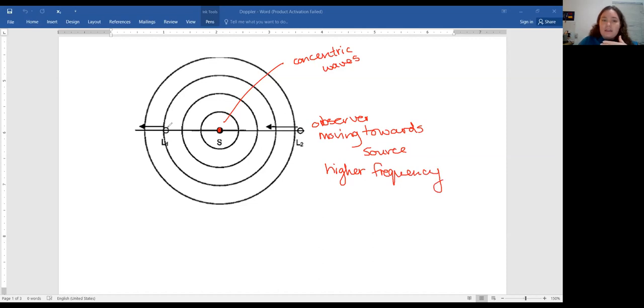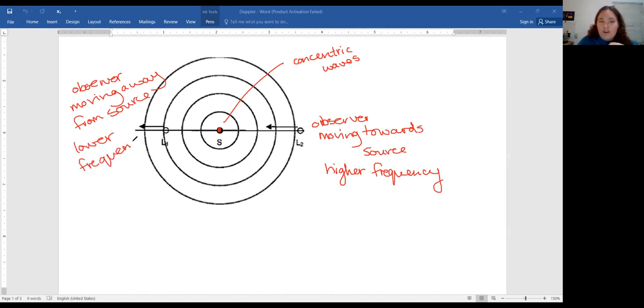On the other hand here, this listener is moving out. So it is an observer moving away from the source. So therefore it will have a lower detected frequency.